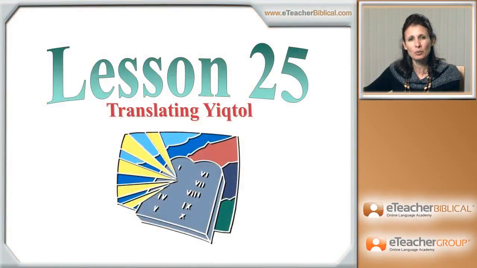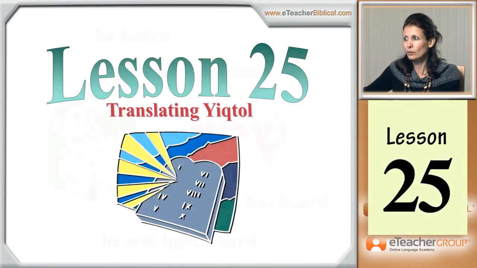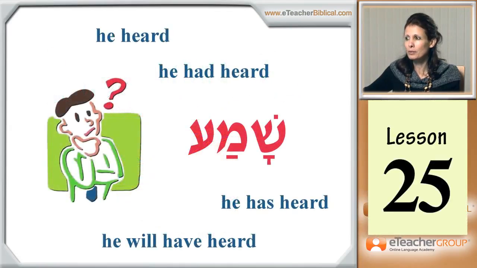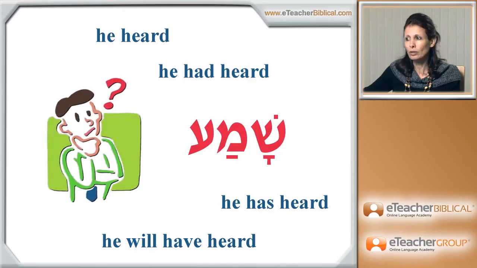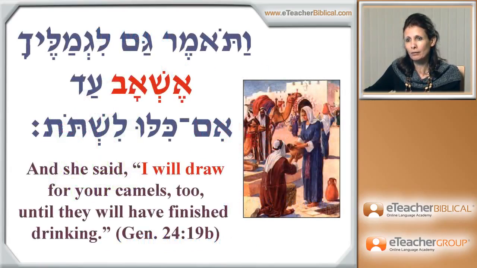This is lesson number 25, and we're going to talk about translating iktol. You remember, translating a verb is not something easy in Hebrew, and you can never do an automatic translation. You always want to consider the text. What we want to suggest here within the iktol verbal form is just a few tips that you may use for later purposes. So you can see that we have a verse from Genesis 24:19.